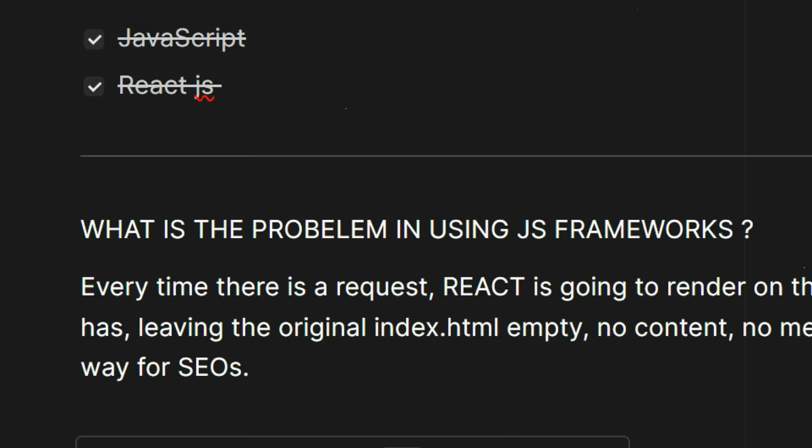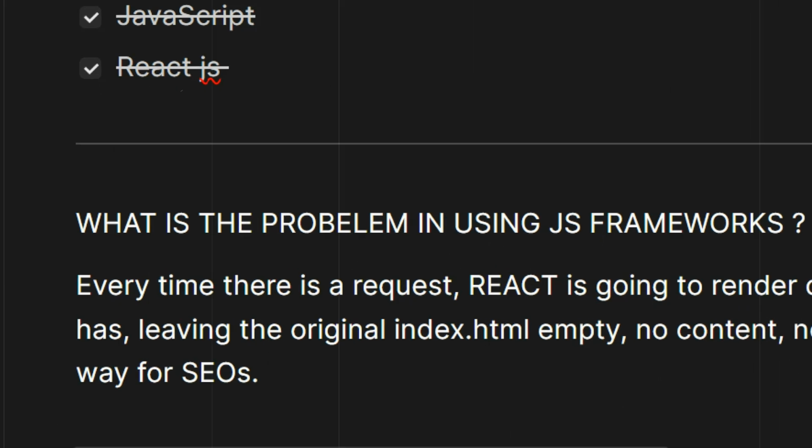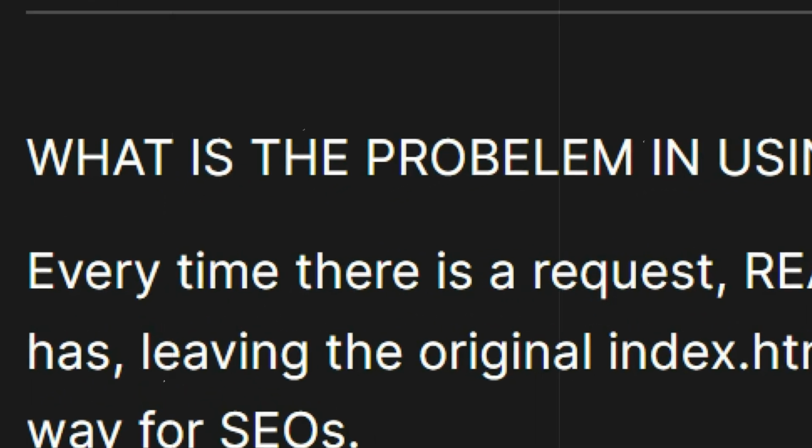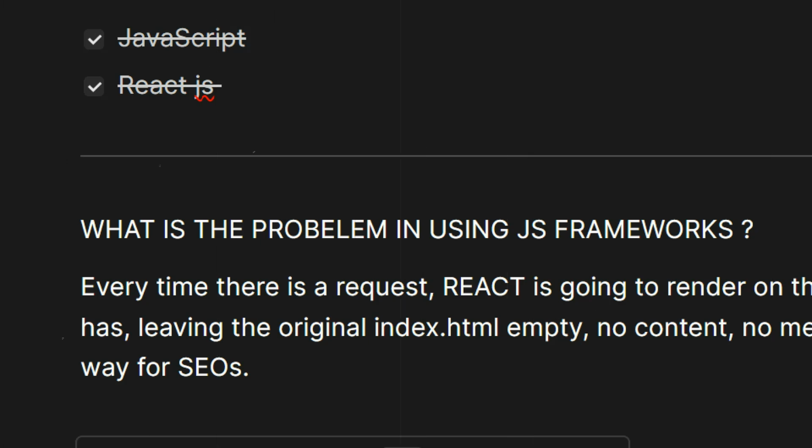All right, that's clear. But, you know, here comes the important question through which we will understand the role of Next.js. The question is, what is the problem in using any of the JavaScript frameworks? In other words, why do we need Next.js?